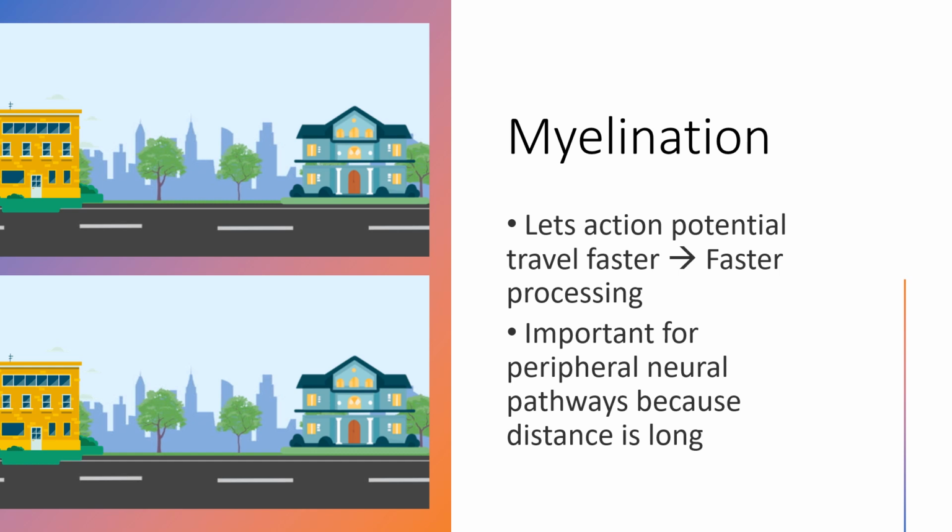Much like when potholes are filled and roads are repaired, more myelination allows more efficient and quicker signal transfer. So signals that would travel like this can actually travel at a much faster rate like this.